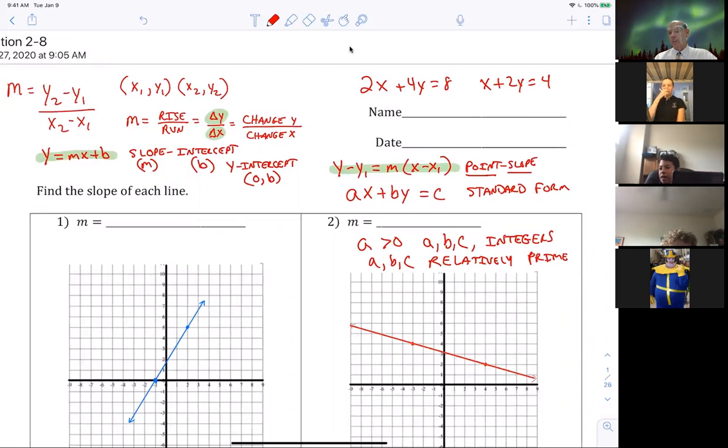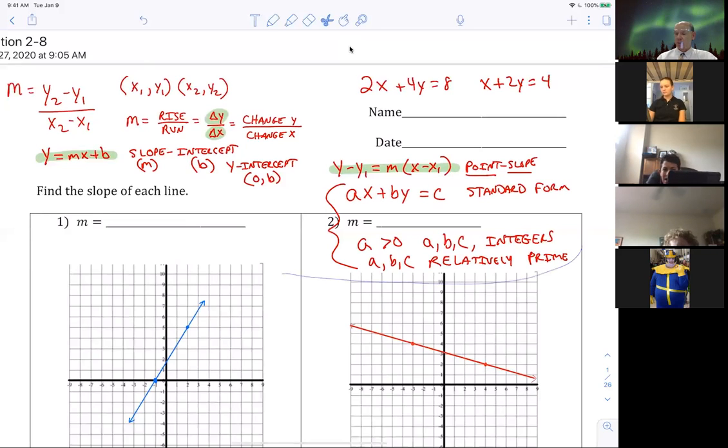All right. So again, those are the rules for standard form. A must be positive, A, B, and C are integers, and A, B, and C are relatively prime. All right. So now that is a fantastic review. So if you understand that, we should be able to zip through this worksheet.